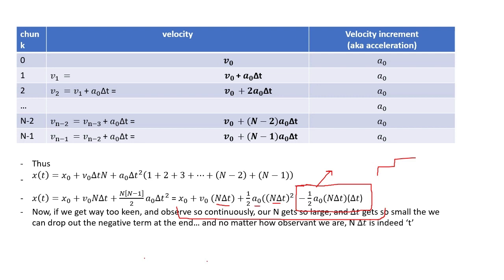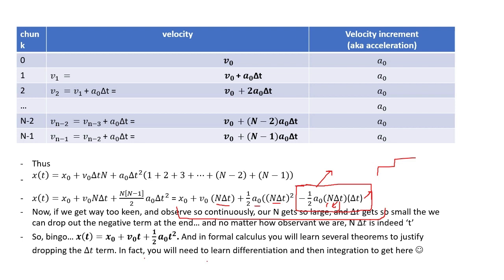Because the delta t gets very low, and n times delta t is the total time elapsed t. So if we do all the substitutions, then voila, we end up with this formula. x of t is x naught plus v naught t plus half a naught t squared.